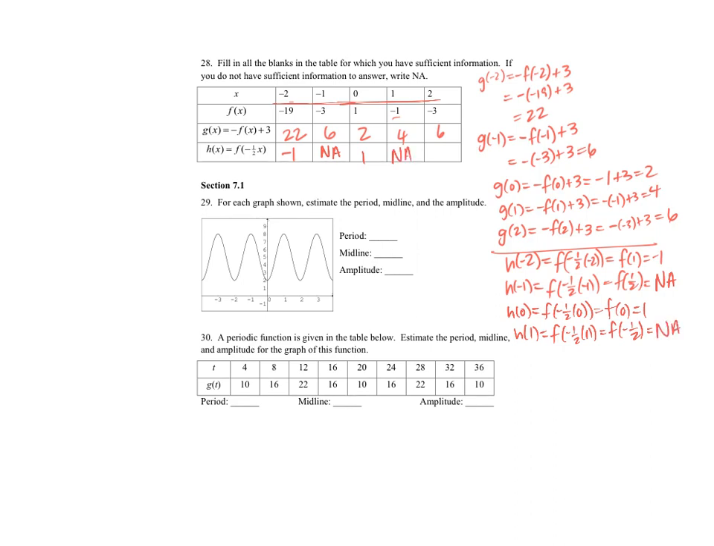And then h of 2 is going to be f of negative 1/2 times 2, which is f of negative 1, and I do have that value, it's negative 3.